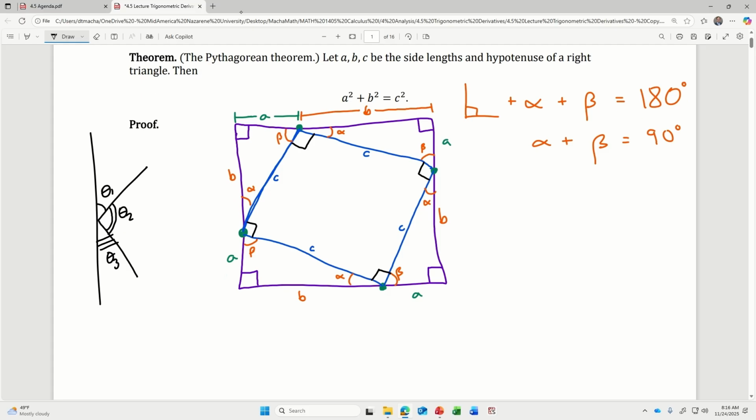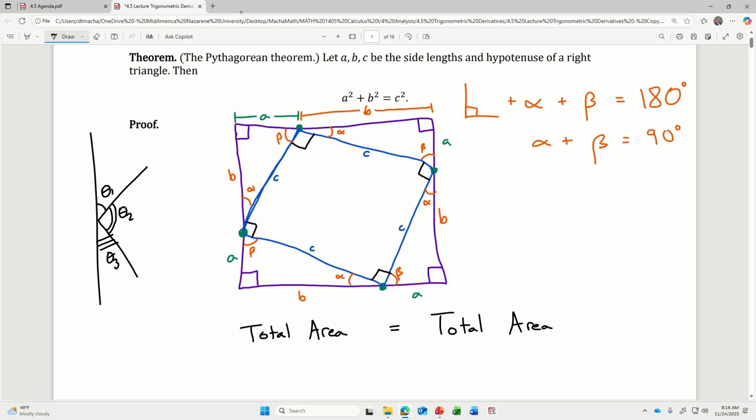And the rest of the proof goes like this. We say, I want to calculate the total area of the purple square. And I'm going to calculate this total area two different ways. And no matter how I choose to calculate the total area of this purple square, it should give me the same number.